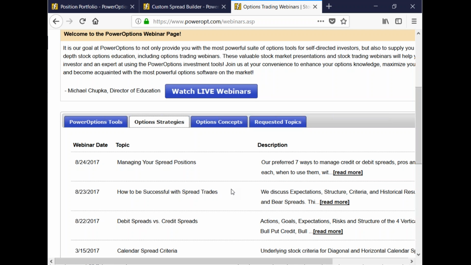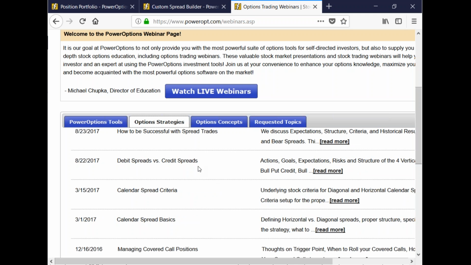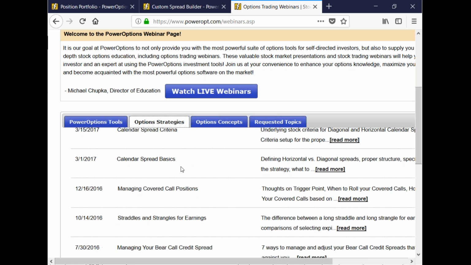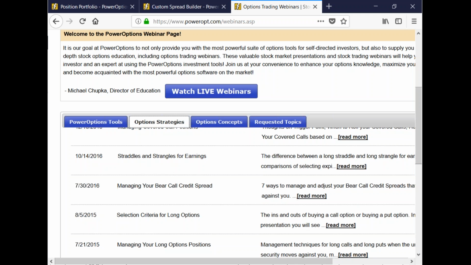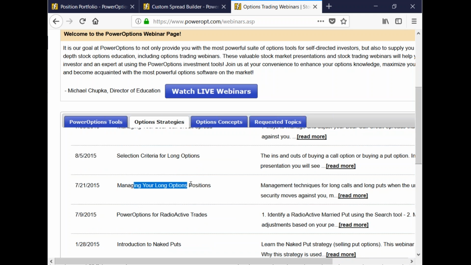And then under the options strategy section, you'll have things for managing your spread trades, debit spreads versus credit spreads, an introduction to the spread positions, calendar criteria and calendar spread basics. In addition to that, straddles and strangles for earnings, manage your bear call spread. Where am I going with this? Here we are. Managing your long options positions.